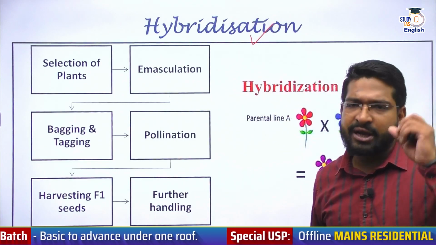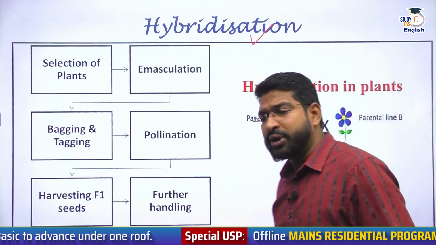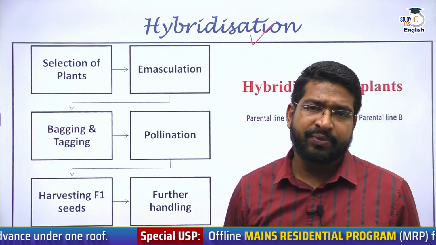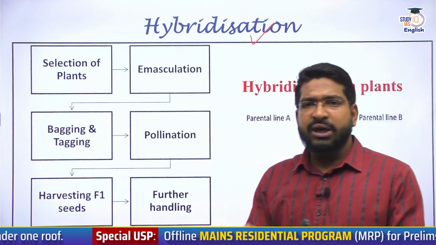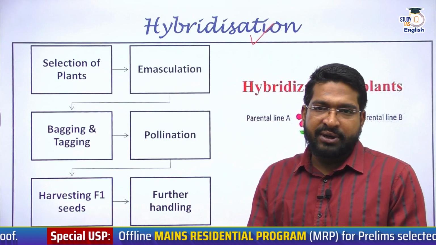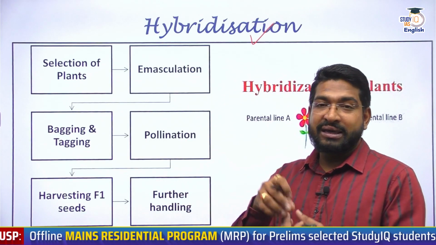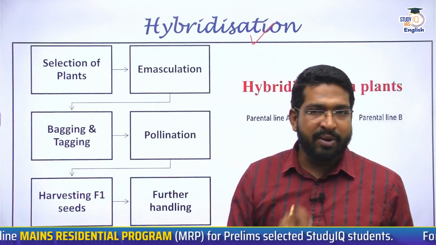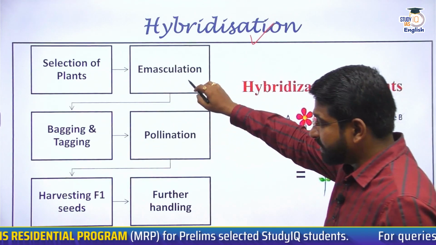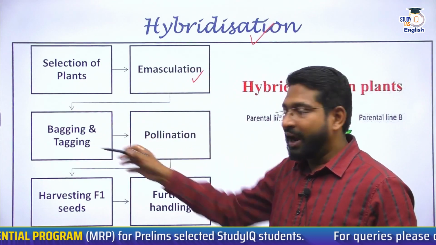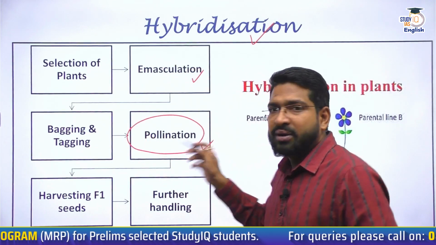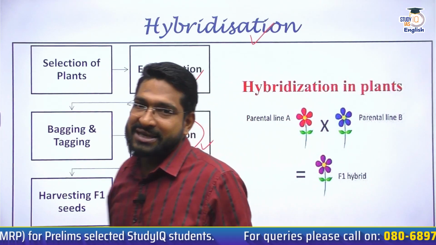We have created different hybrids, the DMH11 hybrid. Now, what do we do in hybridization? We select a plant. The flower is emasculated, right? Why? Because I want another pollen to fertilize the plant. So we select a plant, we emasculate it, we bag and tag it, and then we let the pollination happen, and eventually we harvest the seeds, the F1 seeds.